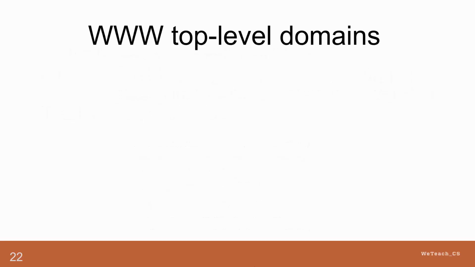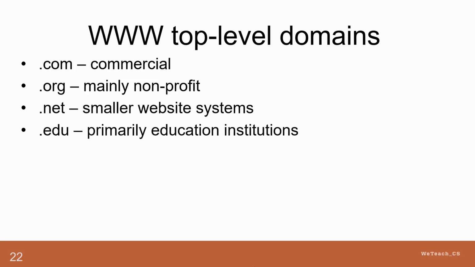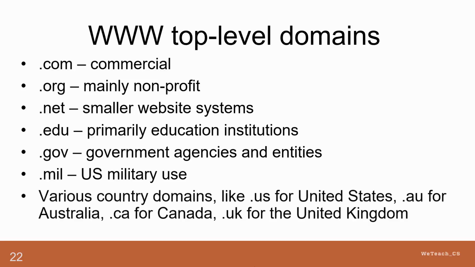The World Wide Web is made up of thousands, perhaps millions, of web pages, and there are several domain extensions that are commonly used. These include .com for commercial-based websites, or .org for nonprofit websites, .net for smaller systems, .edu for education-based websites, .gov for government agencies, .mil for military-based websites, and then various extensions for all of the different countries in the world, as you see here with these examples.